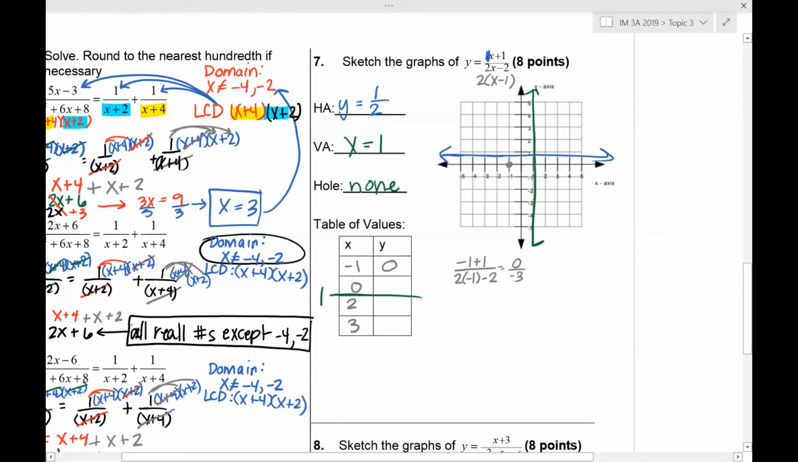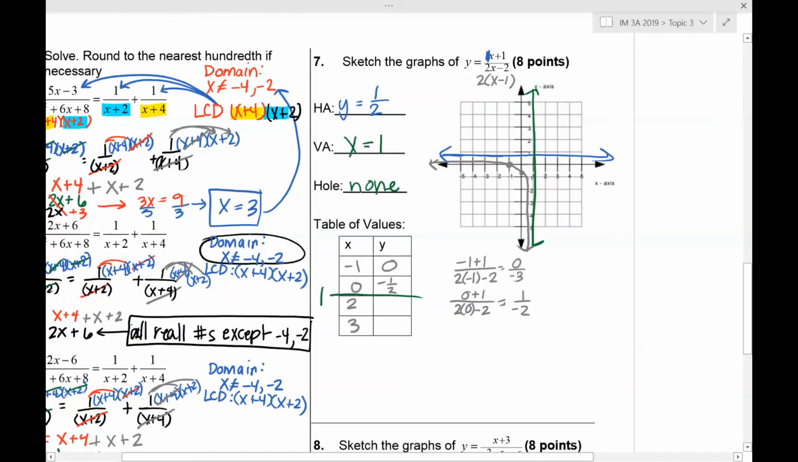Next, I'm going to plug in 0, so that's going to give me (0 + 1) over (2 times 0 minus 2). So that's going to give me 1 over -2, so that y value is -1/2. So at 0, I'm going to be at -1/2. This means that my graph is going to be a curve in the bottom left corner between the two asymptotes.